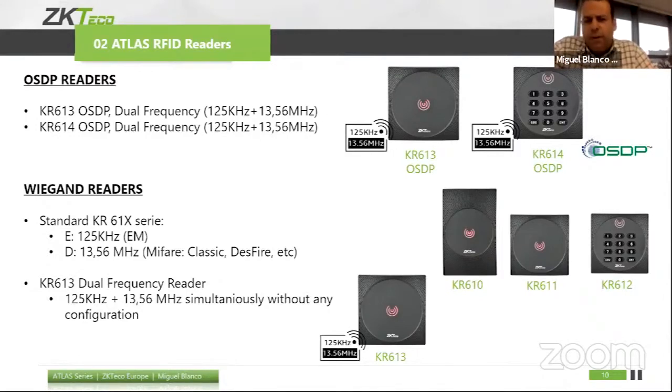I will explain later the advantage of using an OSDP reader. For this, we have two options. The KR613 OSDP is a dual frequency reader. It can read 125 kilohertz and 13.56 megahertz cards. KR614 is the same reader, but with the option of a keypad. We still keep our WIEGAND readers for compatibility. Here we have our KR600 series, KR610 series, and also the KR613, which is a dual reader.